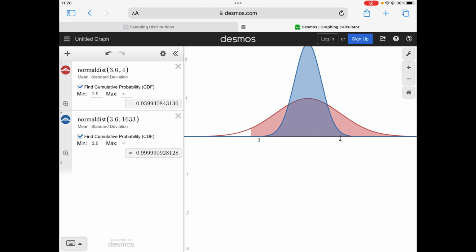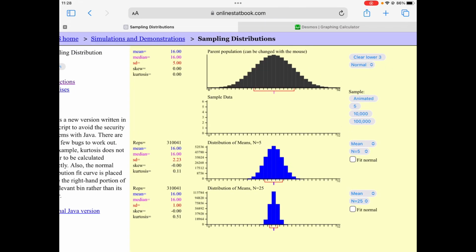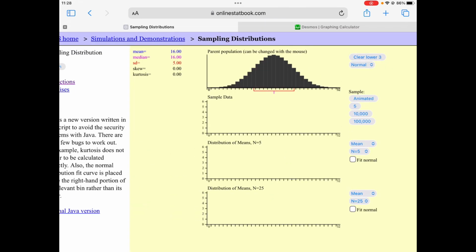Okay? Now, we're going to look at what that looks like in a demonstration. So I'm going to show you a little demonstration here. I'm going to clear these. So this is a normal distribution, and we have a mean of 16. Our standard deviation is 5.